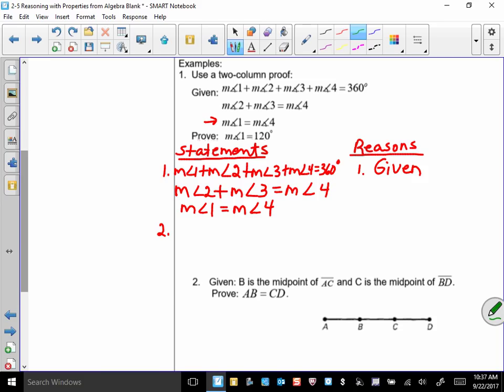So what I'm going to try first here is, since the measure of angle 2 plus the measure of angle 3 equals the measure of angle 4, I'm going to substitute measure of angle 4 right in there for the measure of angle 2 and the measure of angle 3. So here's what that's going to look like. I'm not changing the first part. I'm saying the measure of angle 1 plus, here's where I'm going to do my substitution, measure of angle 4 plus the measure of angle 4 equals 360. And that was substitution, property of equality.